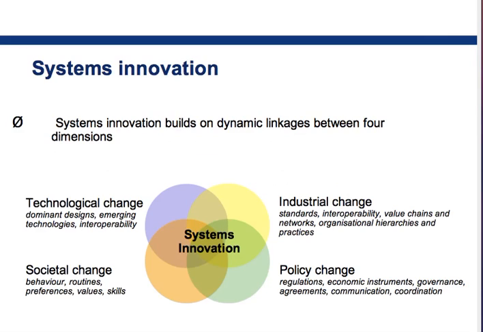Roadmaps for innovation can make use of systems innovation. System innovation builds on dynamic linkages between four different dimensions. The first dimension is technological change, which includes dominant designs, emerging technologies, interoperability, etc.